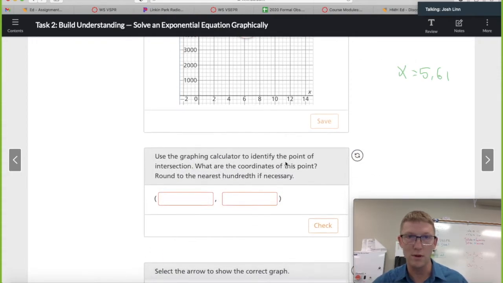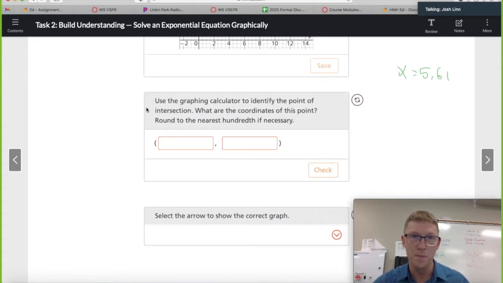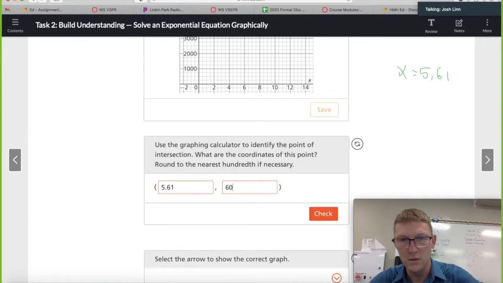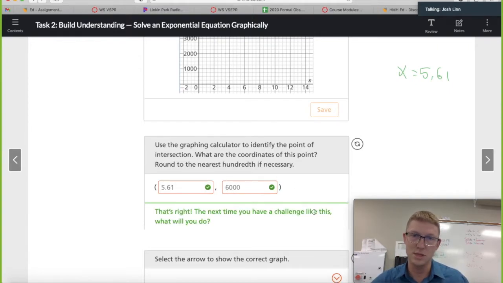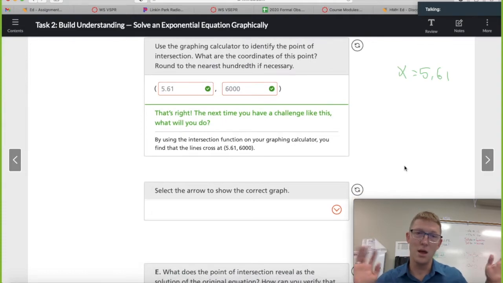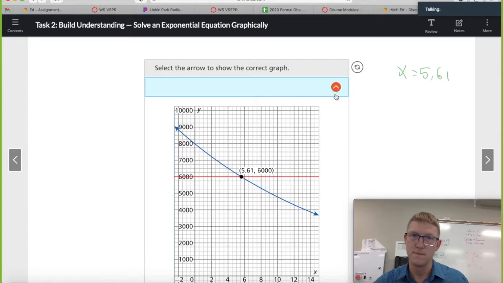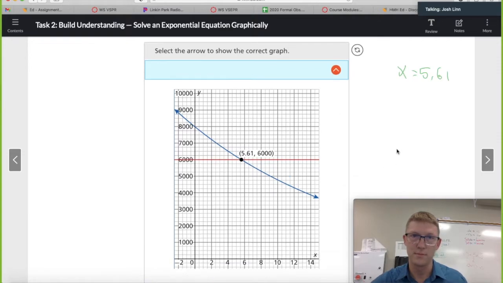We've already seen it on our graphing calculator. Using the graphing calculator to identify the point of intersection, what are the coordinates of this point? Round to the nearest hundredth if necessary. Our x was 5.61 and our y was 6,000. And there's our graph.